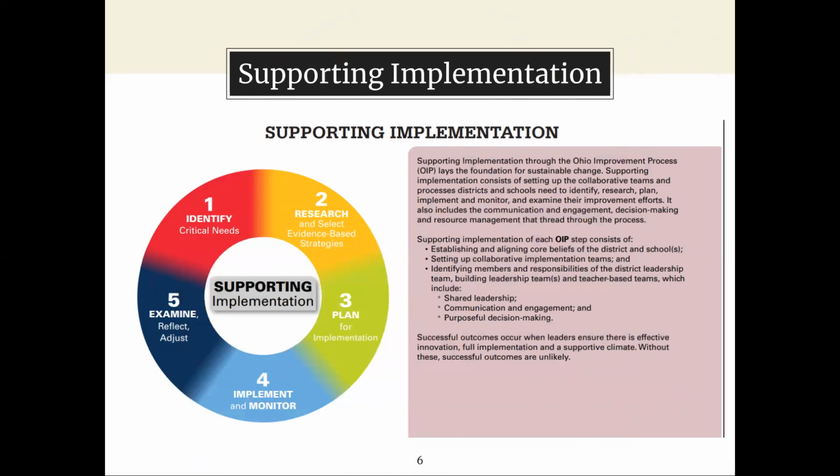Supporting implementation of each OIP step consists of establishing and aligning core beliefs of the district and schools, setting up collaborative implementation teams, and identifying members and responsibilities of the district leadership team, building leadership team or community leadership team, and teacher-based teams, which include shared leadership, communication and engagement, and purposeful decision-making. Successful outcomes occur when leaders ensure there is effective innovation, full implementation, and a supportive climate. Without these, successful outcomes are unlikely.